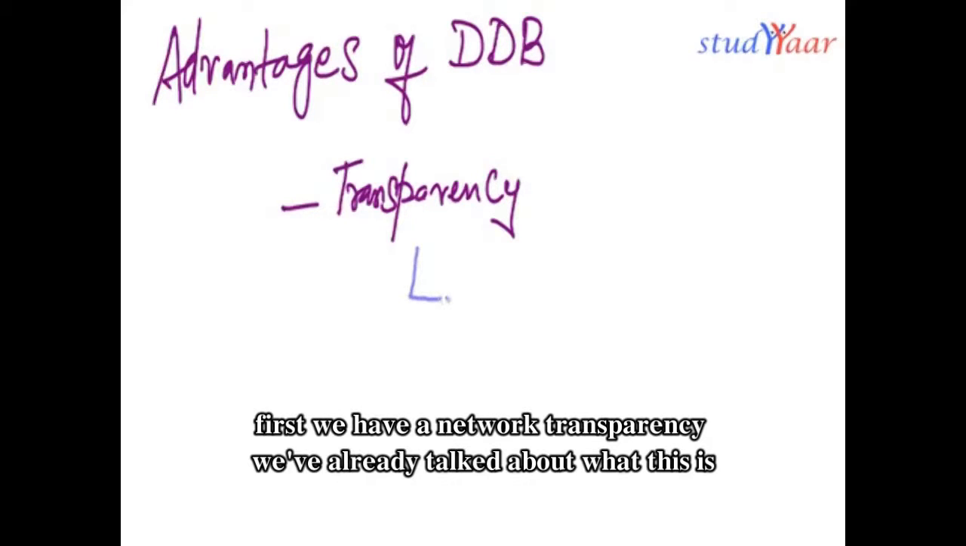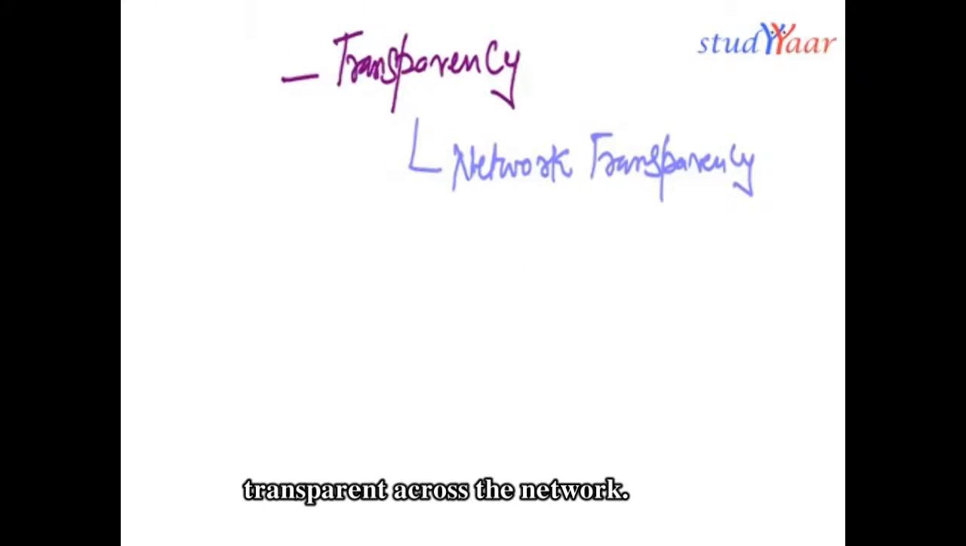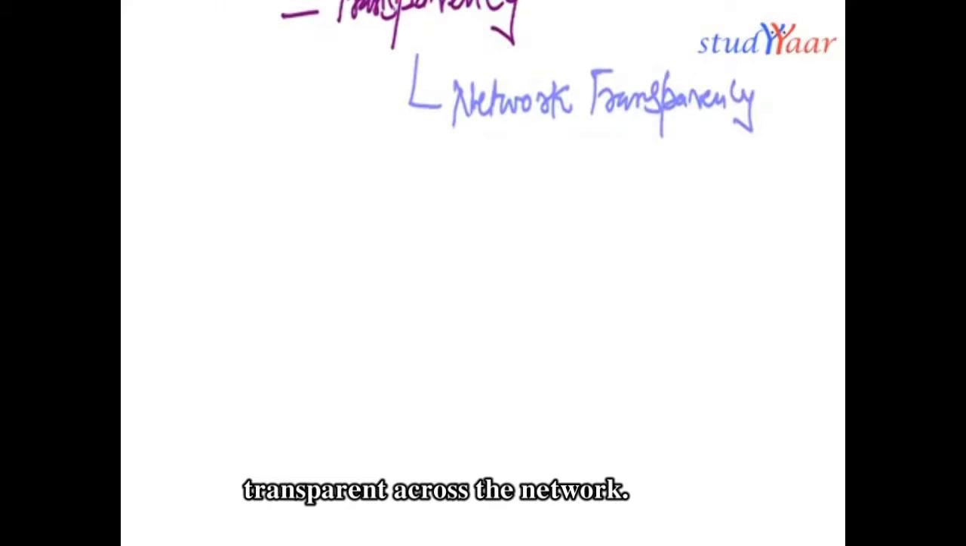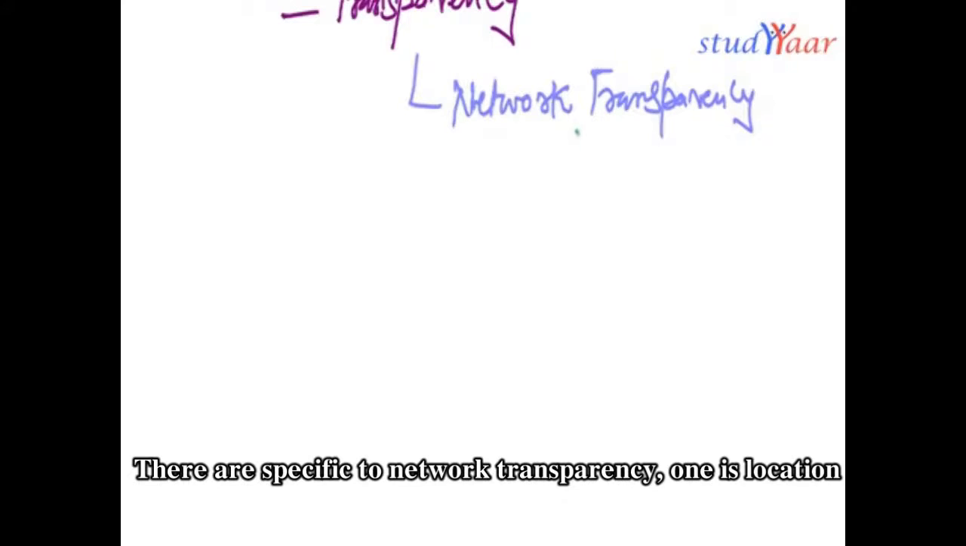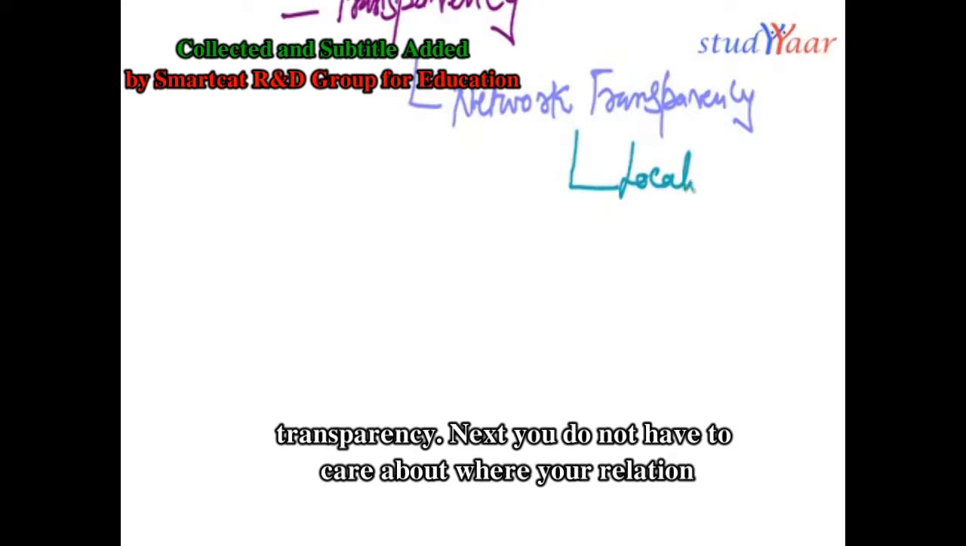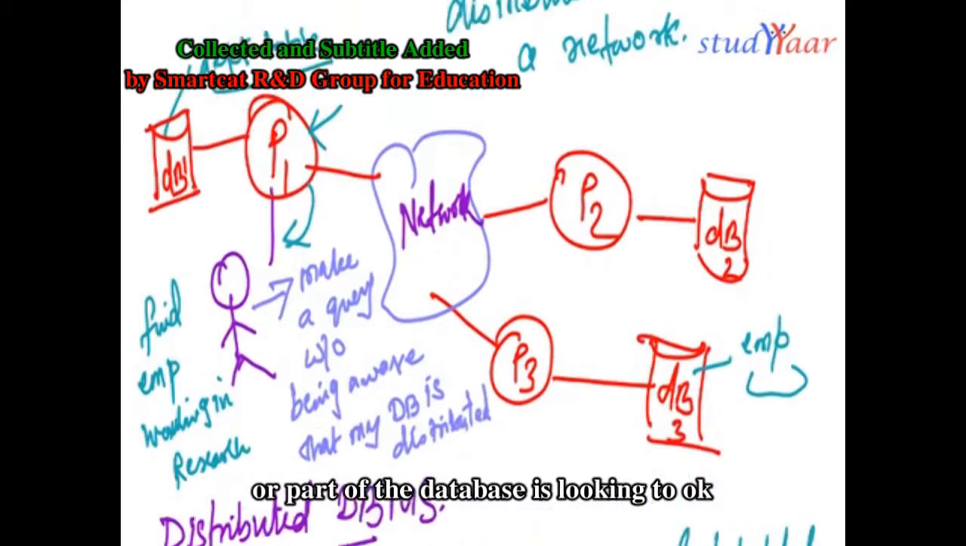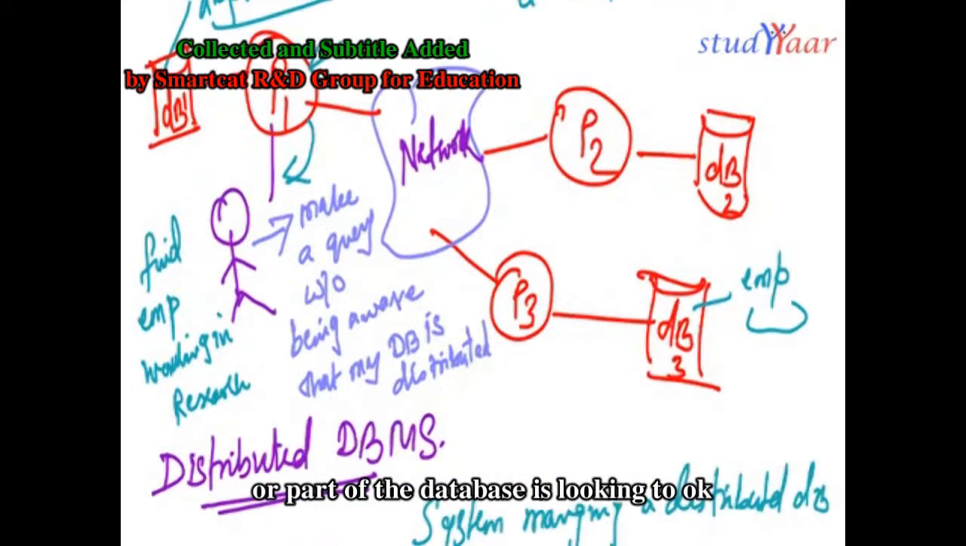First we have network transparency. We've already talked about what this is, right? It is making the distribution transparent across the network. There are two facets to network transparency. One is location transparency. That's about you do not have to care about where your relation or part of the database is located.